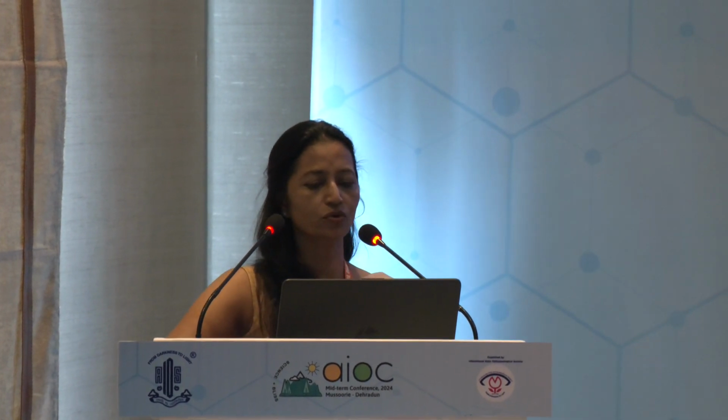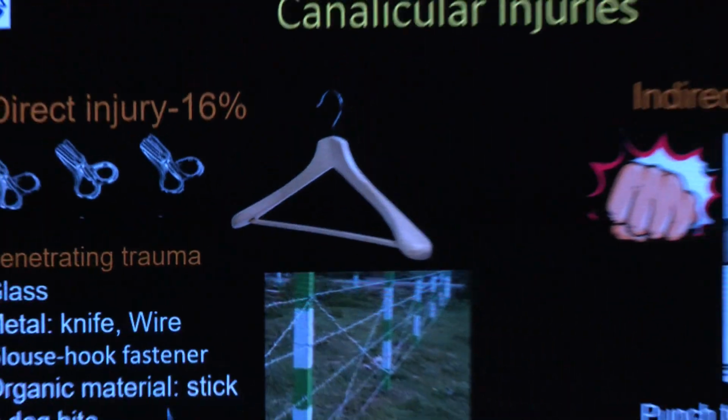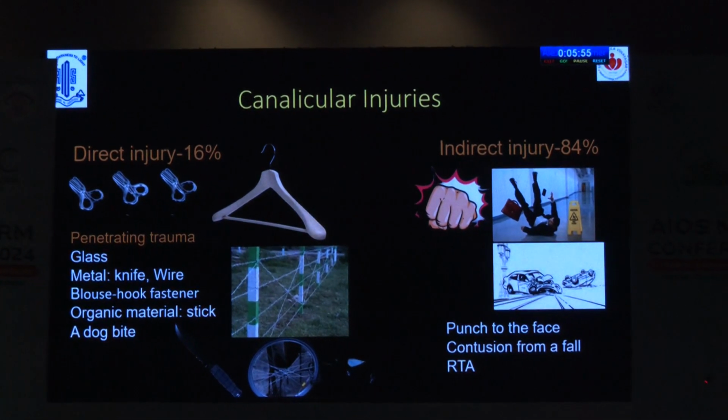Direct injury is caused by penetrating, sharp objects such as a knife, the spokes of a bicycle or cloth hangers, and blouse hook injury is more common in breastfed infants. Indirect injury is caused by contusion from a punch, a fall or road traffic accidents.